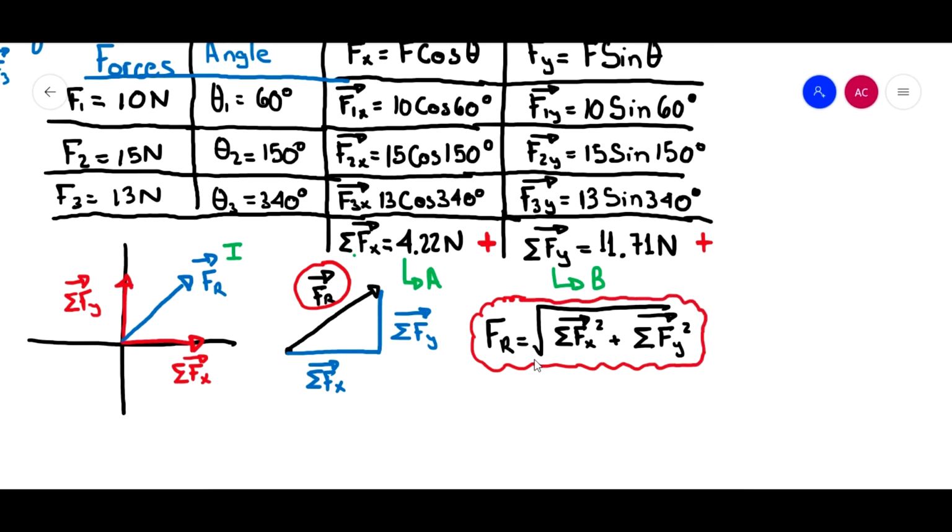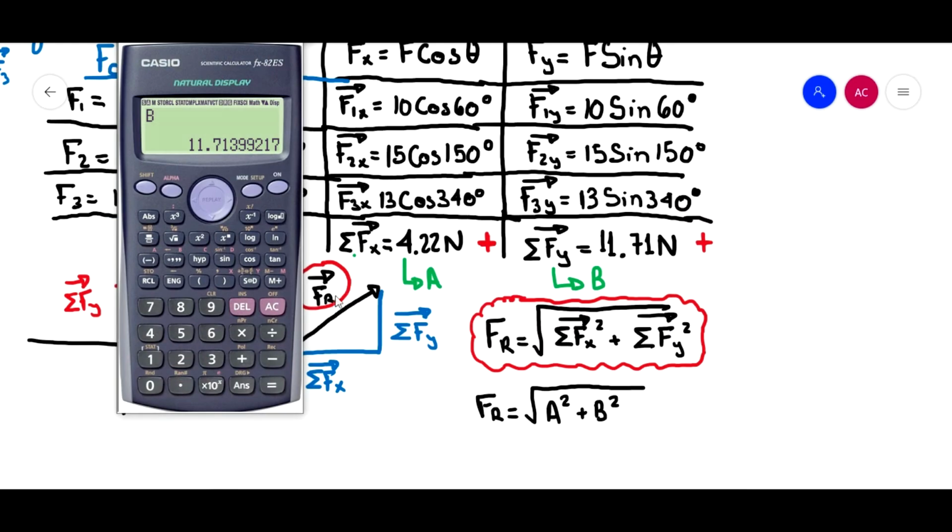So let's do it. The resultant force equals, remember that this is only the magnitude, the square root of, remember that this value over here, I saved it into A. So in my calculator, it will be A squared plus B squared. Remember, these values, I save them in my calculator. So let's find it. It will be the square root of alpha A squared plus alpha B squared. Let's hit the equal button. That is the resultant force.